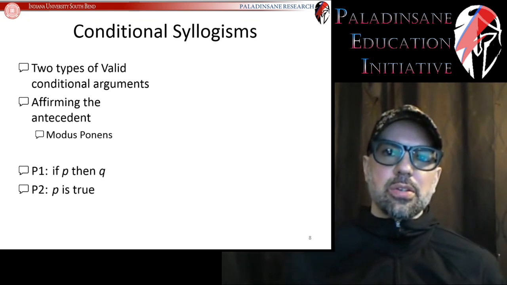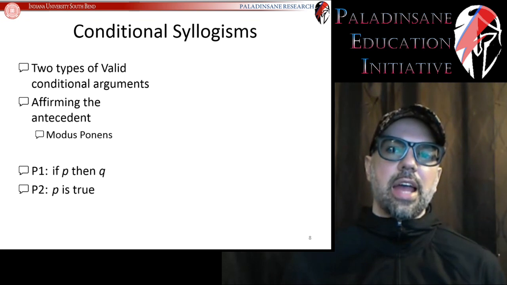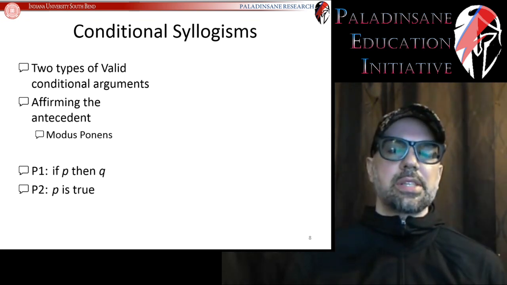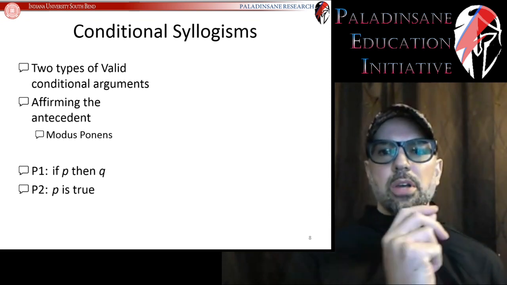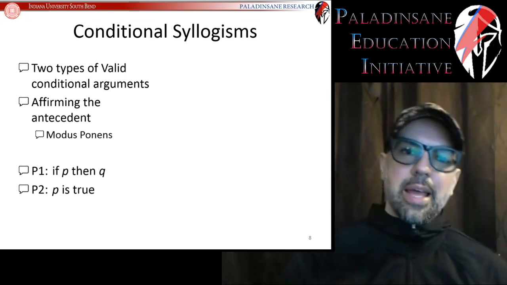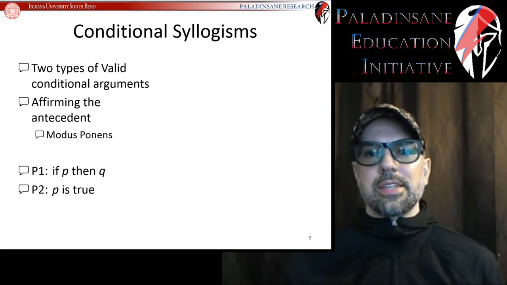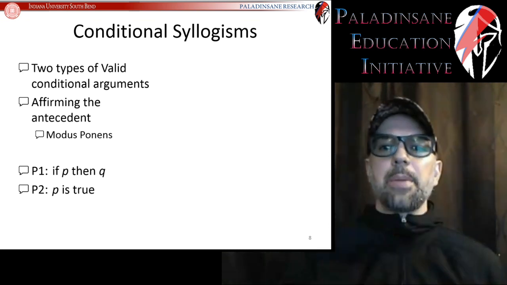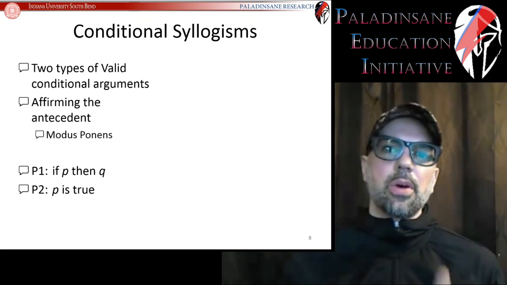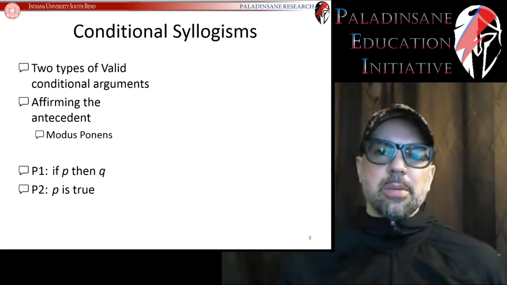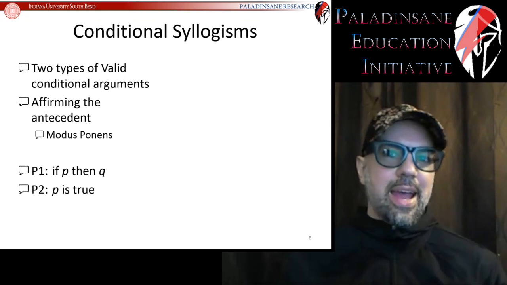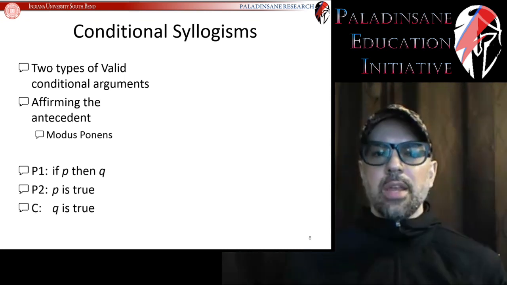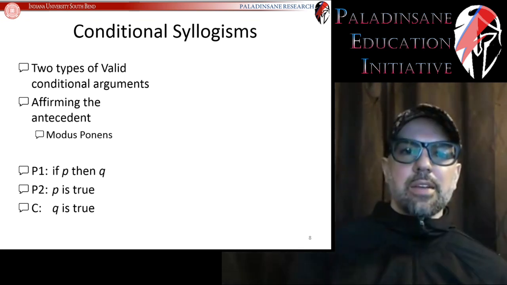And hence these conditional syllogism arguments that we're going to take a look at, if it helps to understand how they're named, they're always named for the second premise. The first premise is always if P then Q. And the second premise is where each of these arguments gets its name. So in this case, we're affirming the antecedent. So premise number two is that P is true. Now, if premise number one is true and premise number two is true, then we are guaranteed 100% that Q is true. So this is the abstract version of this argument.